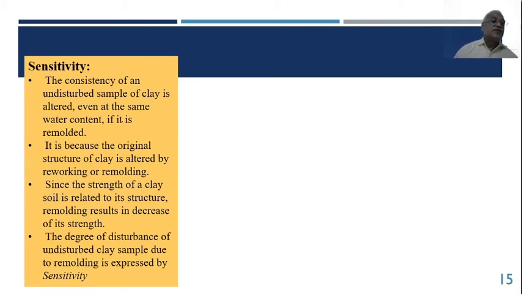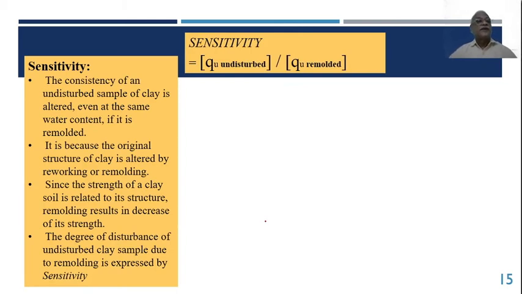Yes, this is the important point. The degree of disturbance of an undisturbed clay sample due to remolding is expressed by sensitivity. Now how is it measured? Okay, here you have sensitivity equal to c u undisturbed divided by c u remolded.